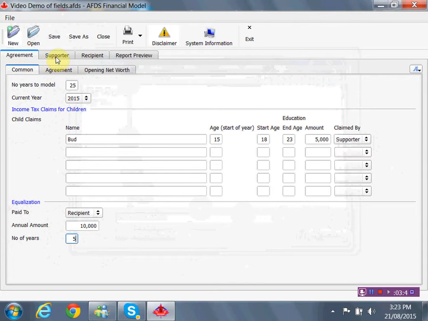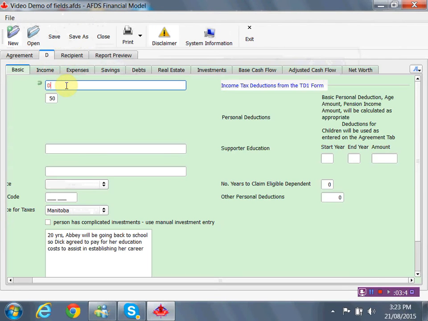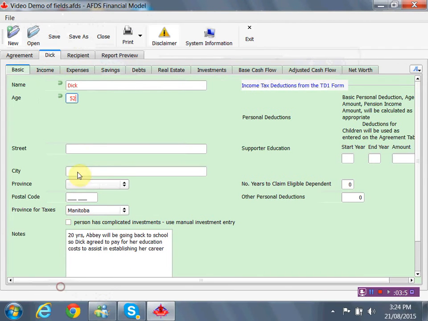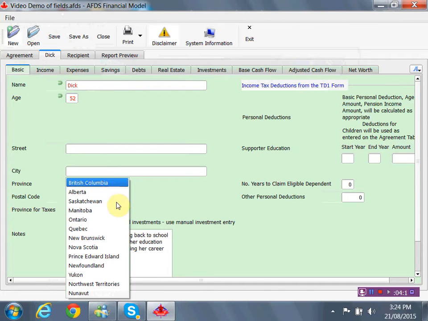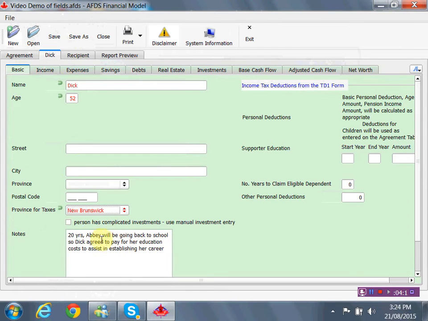So then, as I said, we go to supporter, type in the name of your supporting person, type in their age, and you would put in state, city, province, etc. This is really for your records and benefit, or for the client. The key one for the calculations is the province for taxes. So you would choose through the drop down what province they are living in, pick that one, and then you're good for all your calculations.